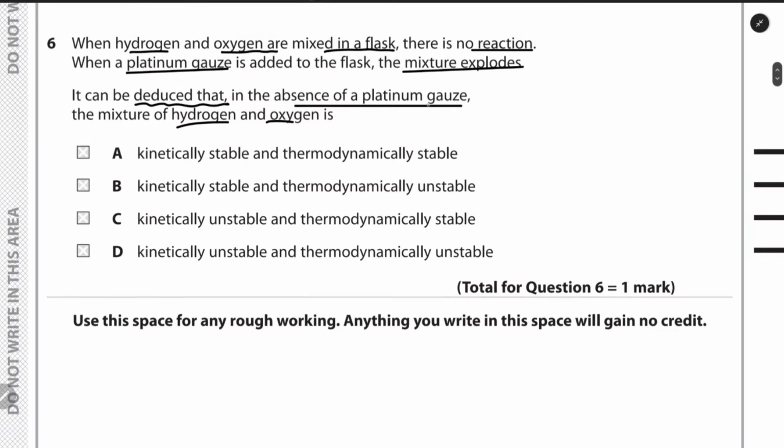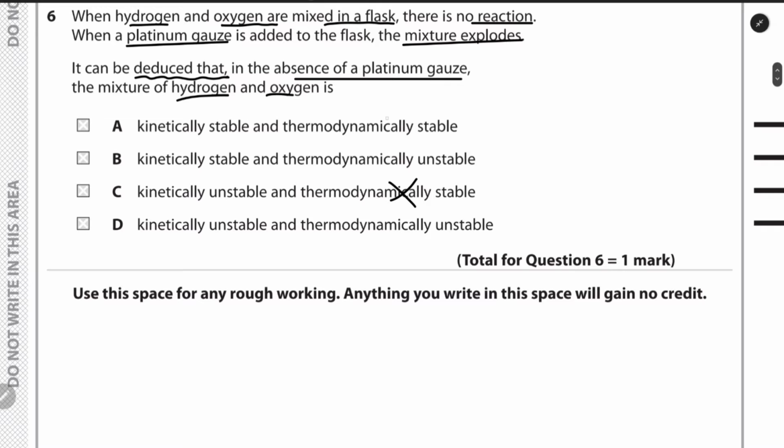So the platinum gauze gives you the activation energy in this case. So it needs the activation energy from somewhere else, but if it gets that activation energy, the reaction will continue. So if the reaction continues after I give the activation energy, it must be thermodynamically unstable. So C and A are not the answer. It must be thermodynamically unstable.